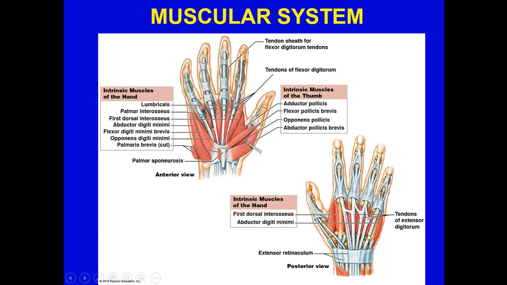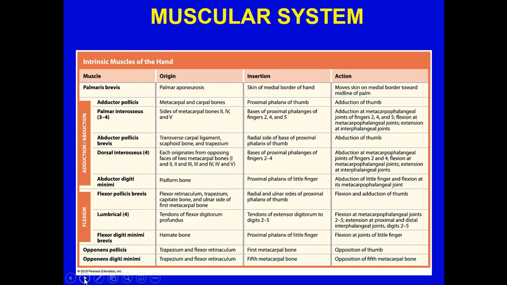Posterior view, you see a lot of muscles there? No. What do you see? A lot of tendons of the extensor digitorum. You do have a few. The first dorsal interosseous is here. The abductor digiti minimi is right here. Okay? So this one has influence on this finger. Okay? And you have, of course, the extensor retinaculum here. Again, I would encourage you to take the time to review the muscles here, but review more the actions than anything else.